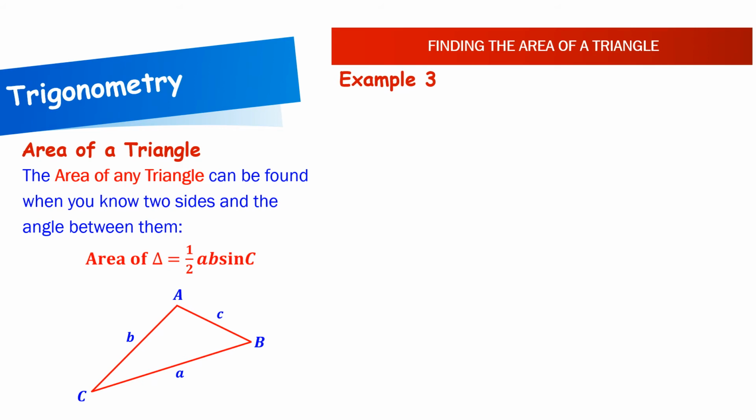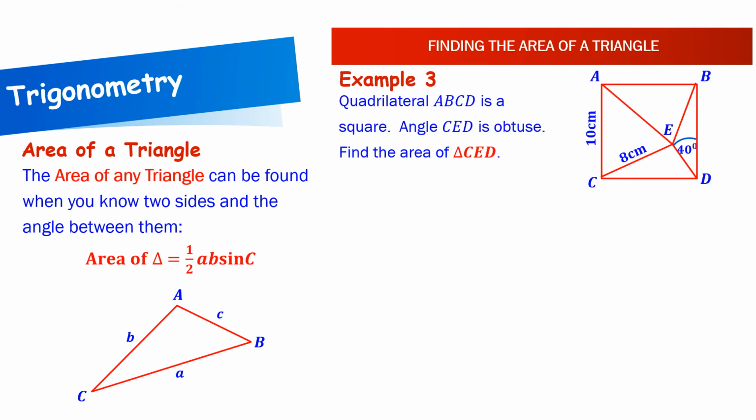And now for another example. The quadrilateral ABCD is a square. Angle CED is obtuse. Find the area of triangle CED in the diagram shown. Pause the video and have a go. Press play when you're ready to view the solution.